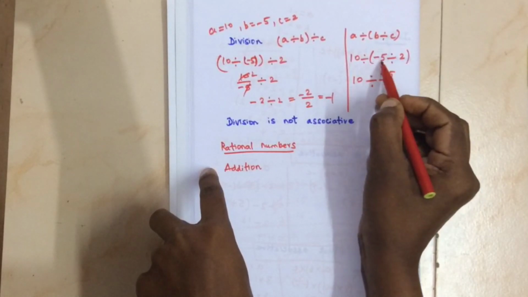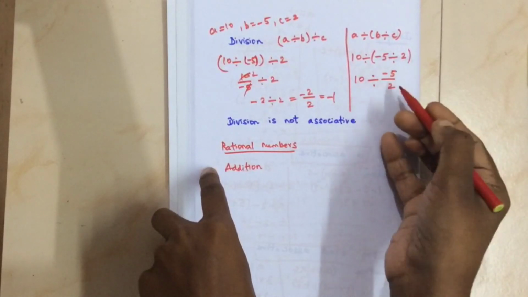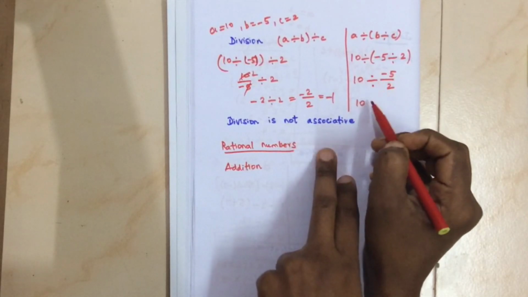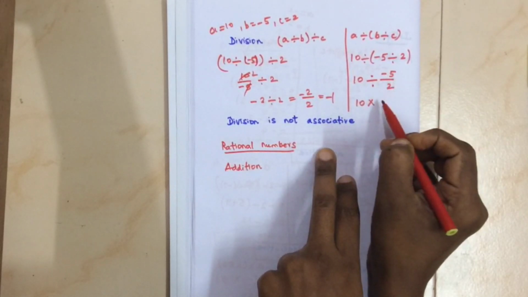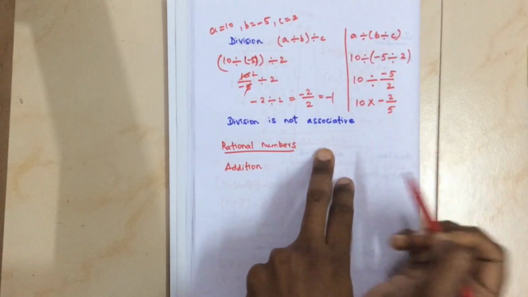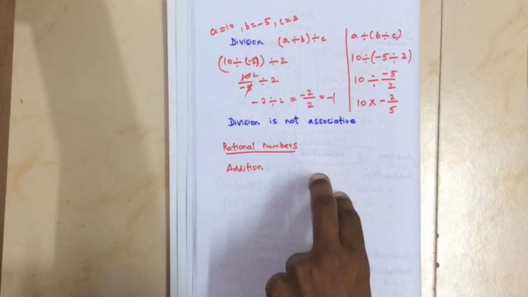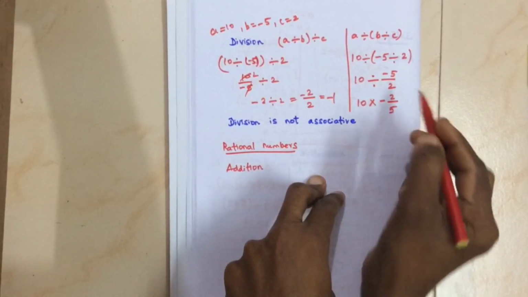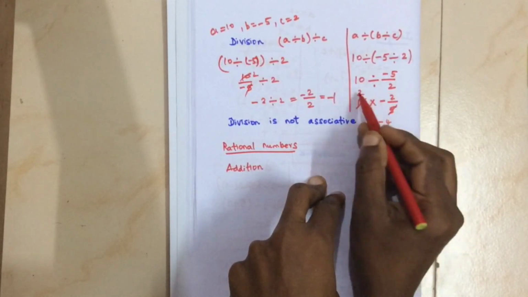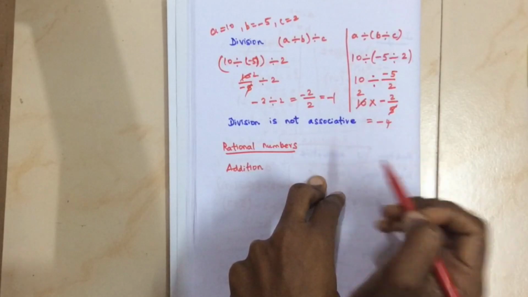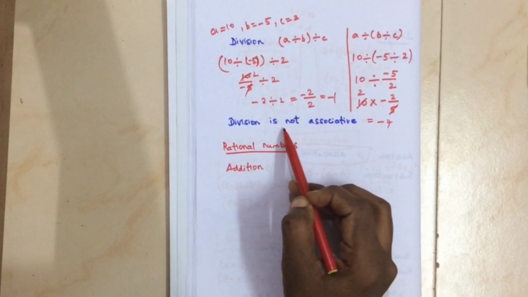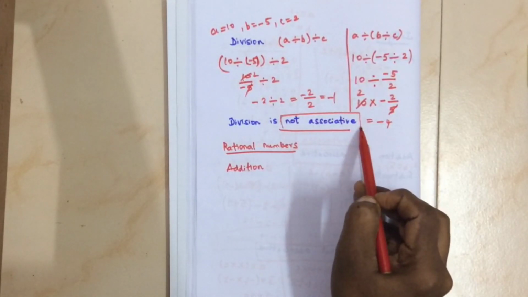So this is 10 divided by minus 5 by 2. We can write it in this way also. Whenever there is a division symbol, convert it into multiplication by taking the reciprocal. Reciprocal of minus 5 by 2 is minus 2 by 5. Just interchange the numerator and denominator and put the multiplication. Now 5 1s are 5, 5 2s are 10, that gives minus 4. 2 2s are 4 and there is a minus symbol here. So here it is minus 1 and here it is minus 4. So division is not associative.